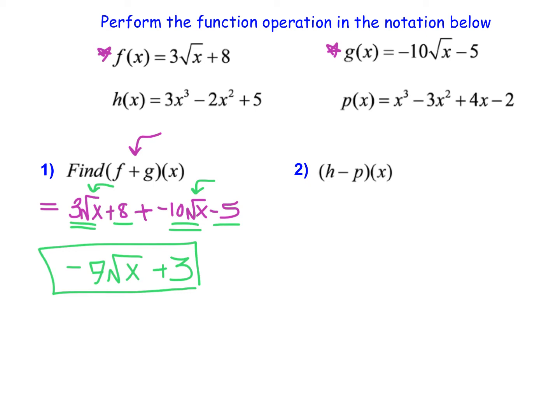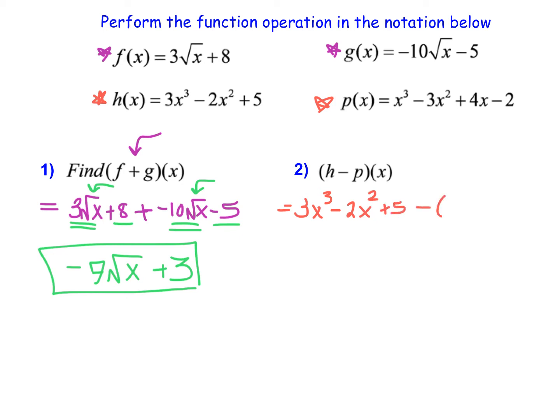For example 2, I'm going to take h of x and subtract p of x from it. So here, if we start off with h of x, we have 3x cubed minus 2x squared plus 5.